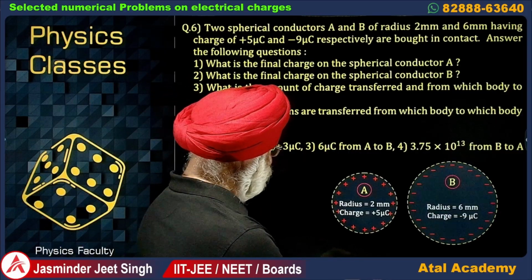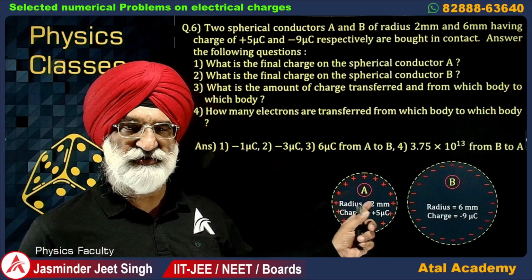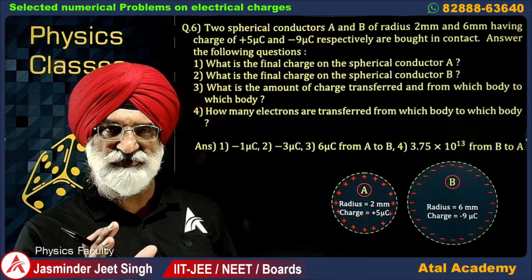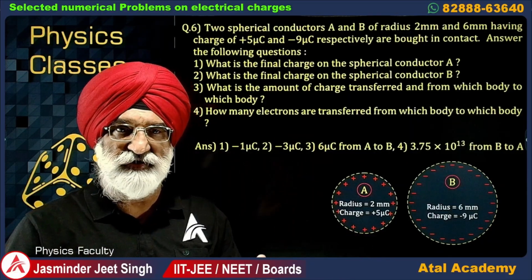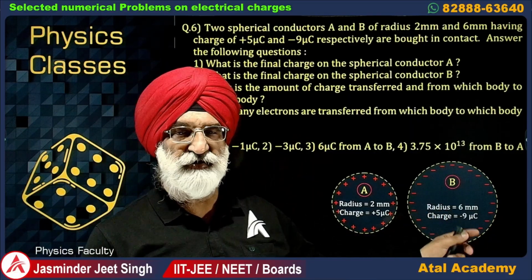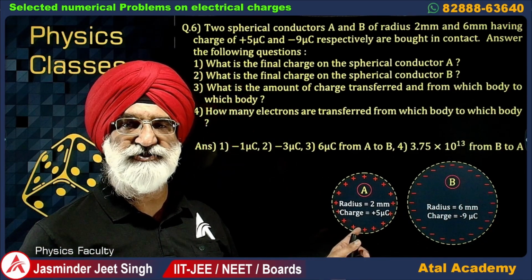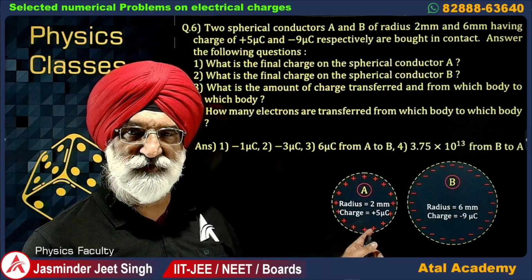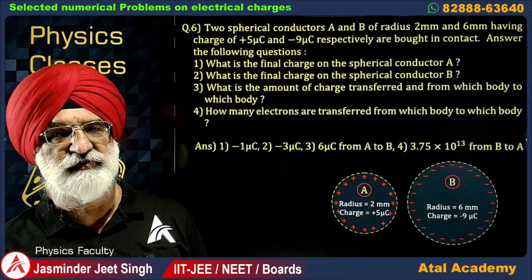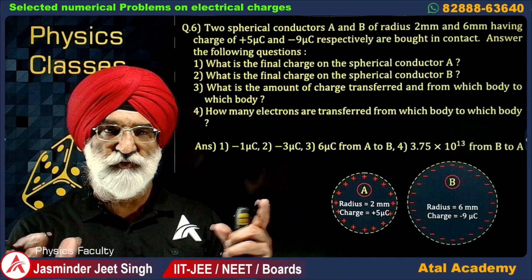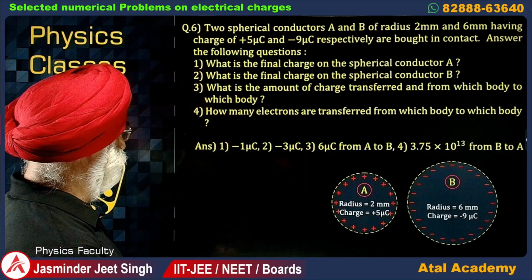We have got this numerical. There are two bodies A and B. A is a smaller body having a radius of 2 mm. B is comparatively a bigger body having a radius of 6 mm. A is having an initial charge of plus 5 microcoulomb and B is having an initial charge of minus 9 microcoulomb. When the two bodies are brought in contact, they'll have the same electrostatic potential.